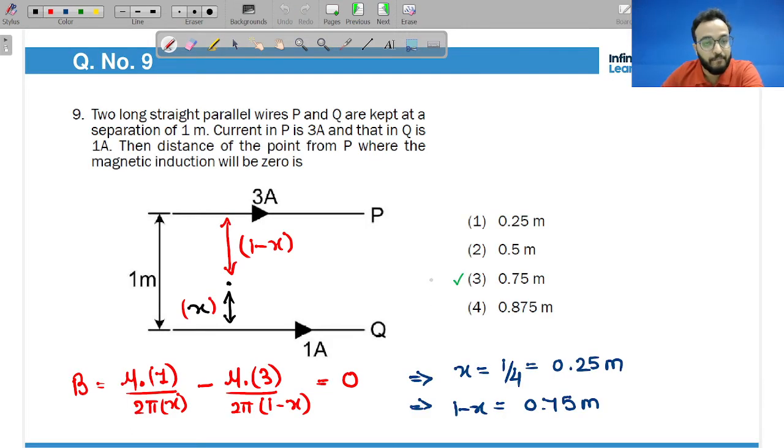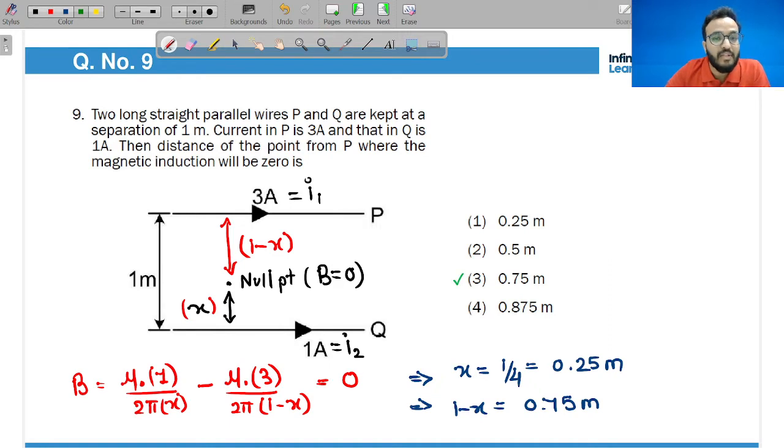Question number 9. Now again, they have given two wires carrying currents I1 and I2. They are saying there's a null point in between where the net magnetic field will become 0. Now how to deal with this point? Obviously, since the currents are in the same direction, as we have just seen, the magnetic fields in between the wires will cancel each other, being in opposite directions.